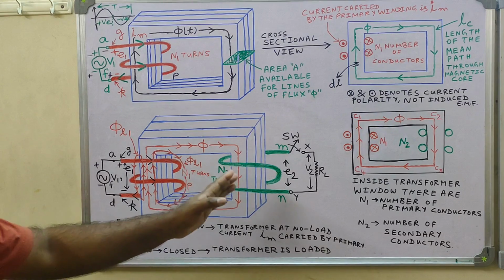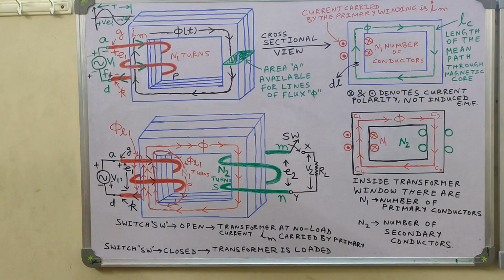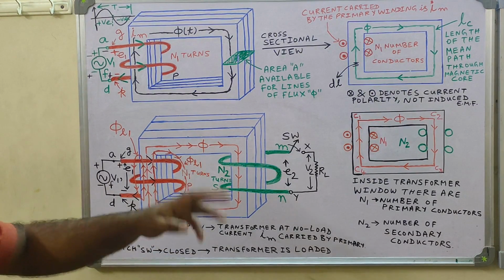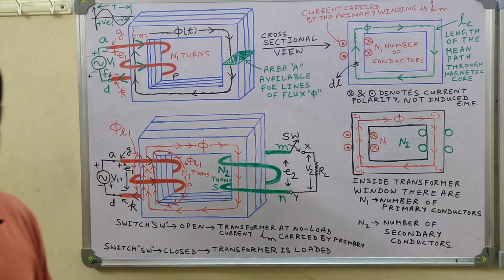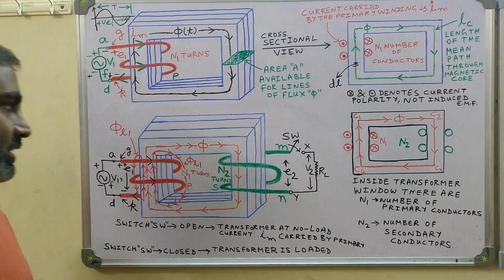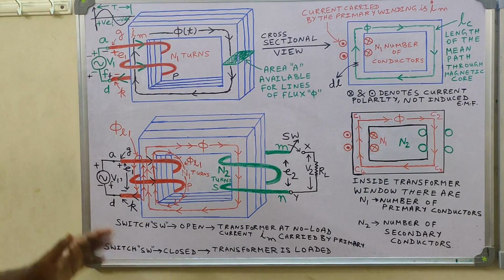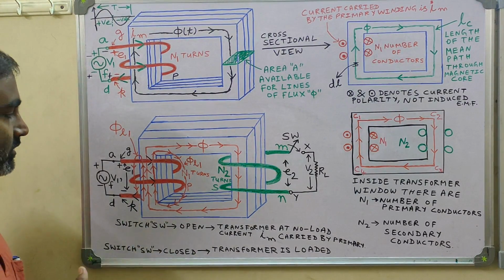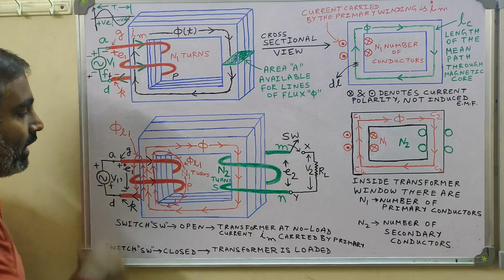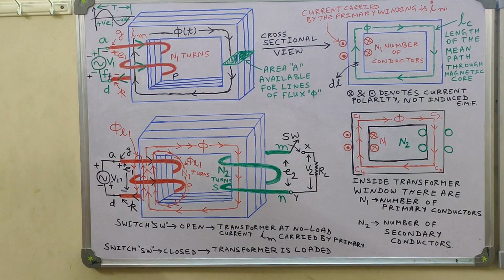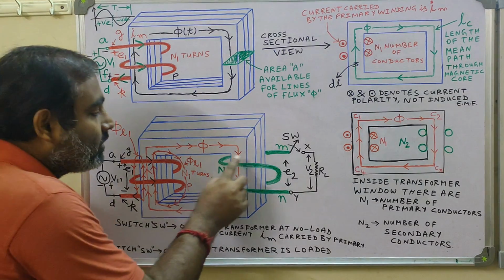So what is shown here actually is not going with the actual practice which is followed. So that's why I am using the word that it is a schematic representation. In schematic representation we indicate all the number of primary turns are placed around this limb and all the number of turns of secondary winding are placed around this limb.